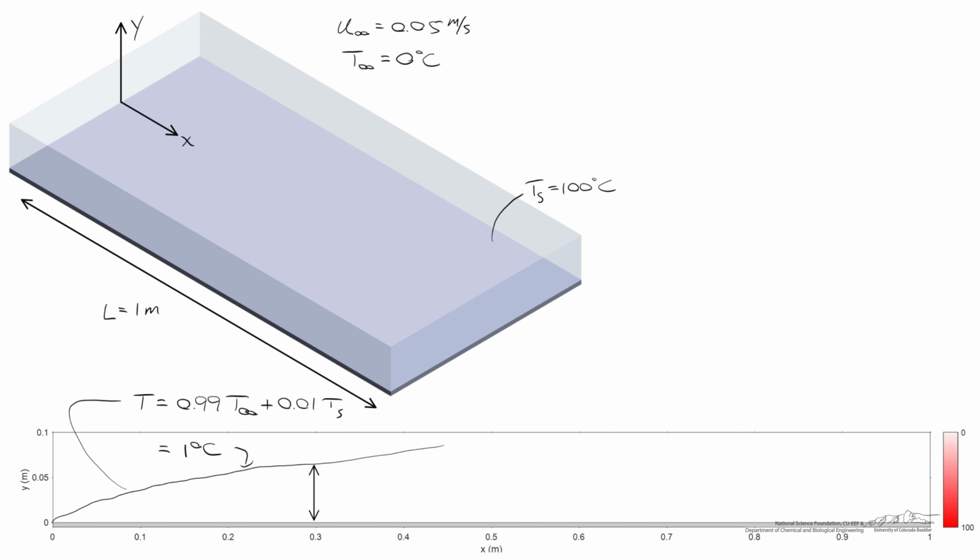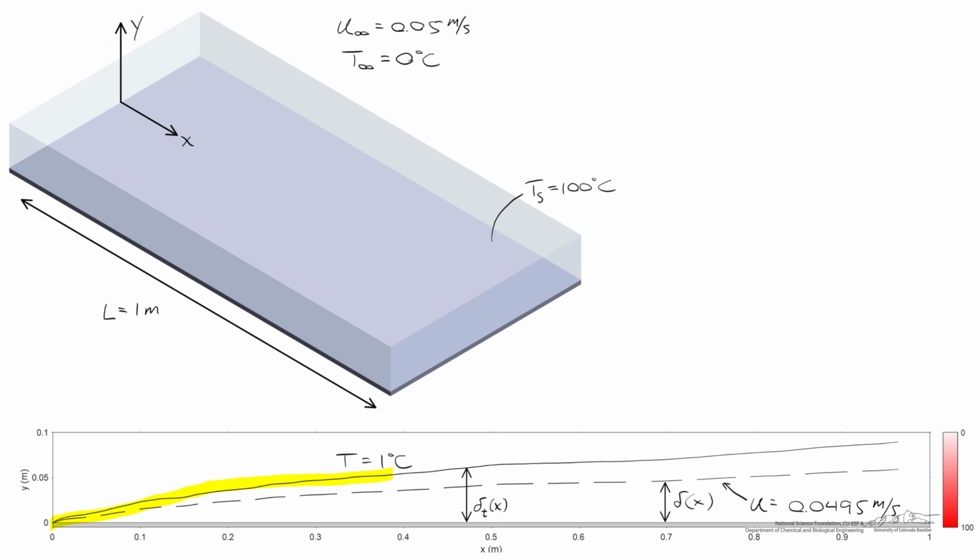We're going to define the thickness of our thermal boundary layer with the Greek letter, again, delta with a subscript T to represent temperature, and that's also a function of x. And the thermal boundary layer is thinner at the leading edge of the plate, and it gets larger as we move downstream. So to reiterate, everywhere on the solid line the temperature is equal to 1 degree C, and everywhere on the dashed line the speed of the fluid will be equal to 0.0495 meters per second.